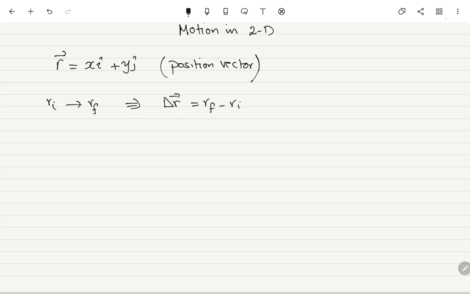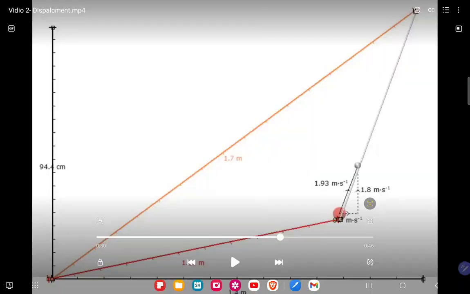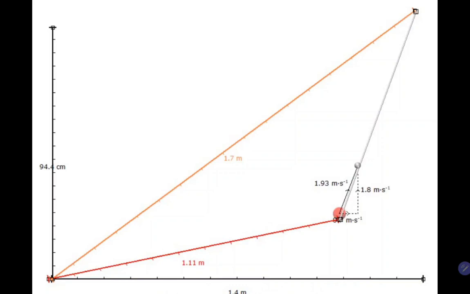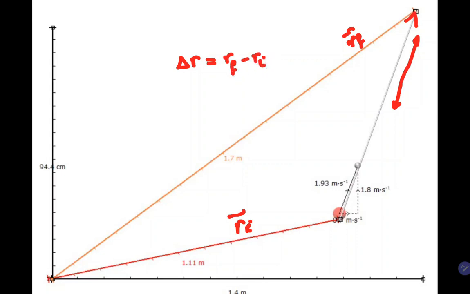Let's see this model. In this model, as we can see, this billiard ball is moving from position r initial to r final. This is the r final position. So the displacement, which is this vector here, directed this way, is displacement delta r, equal to r final minus r initial. It's a vector quantity.